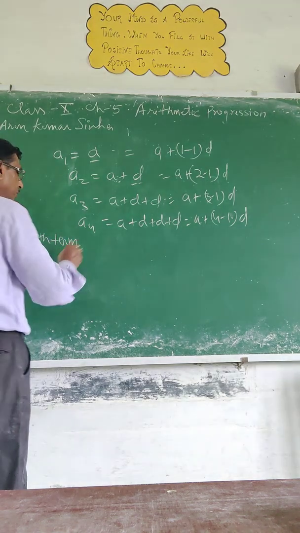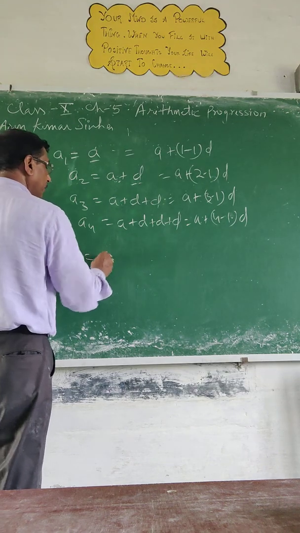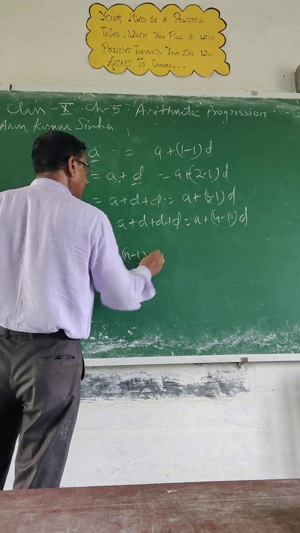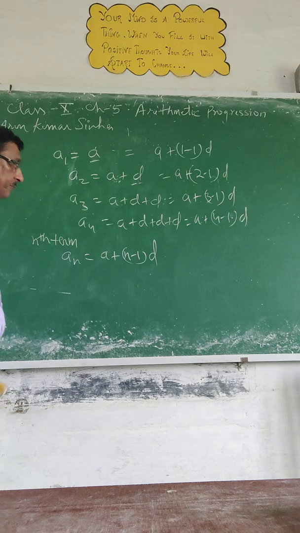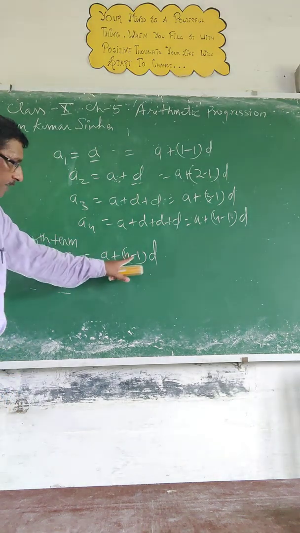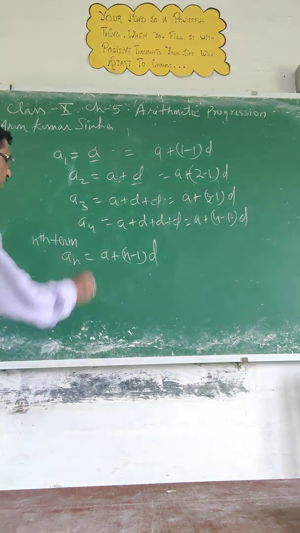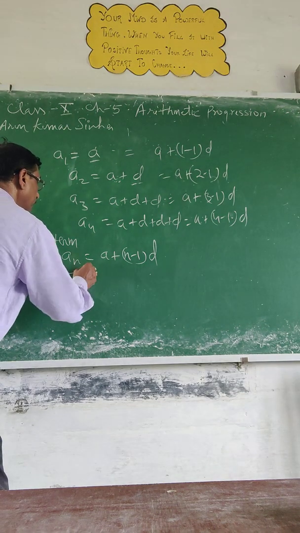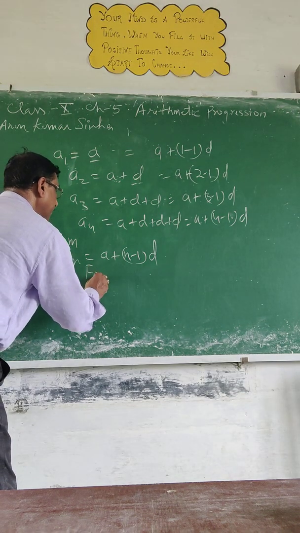so what will happen? Nth term, An is equal to what? A plus n minus 1 d. Can you see? Same pattern, n minus 1 d. So now you define what is A. You can see first term.